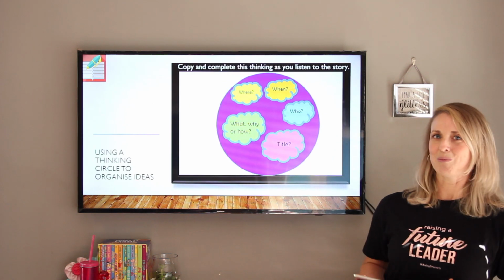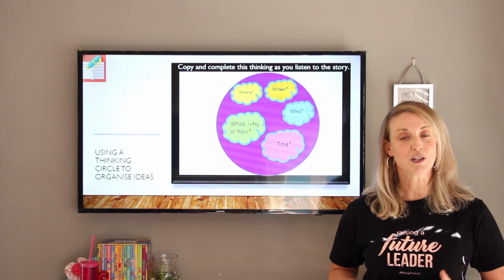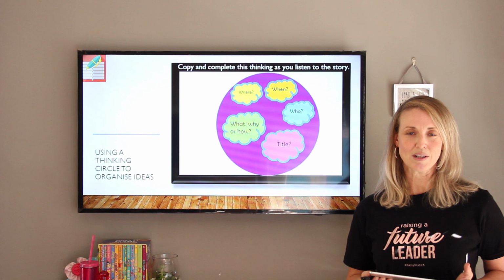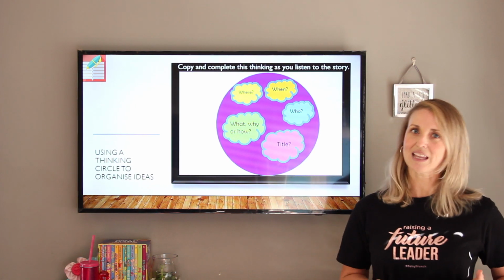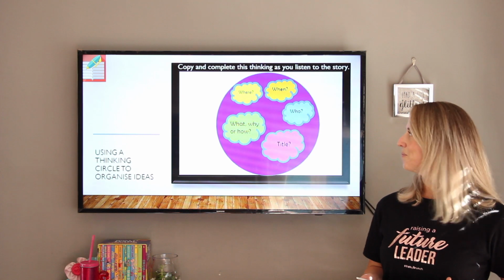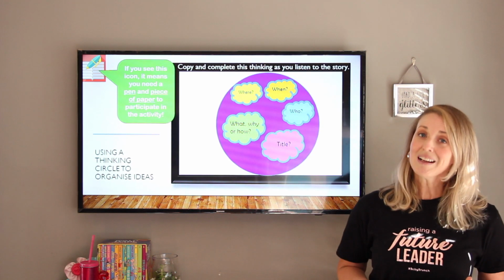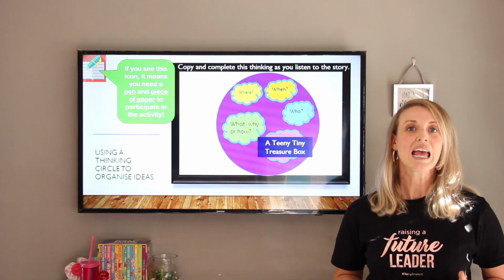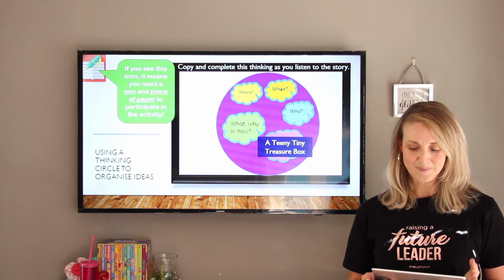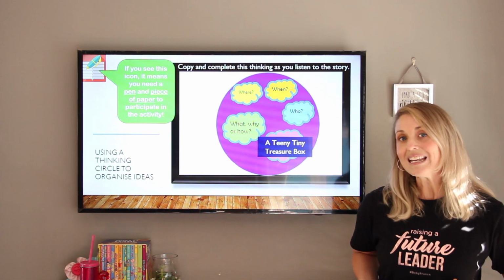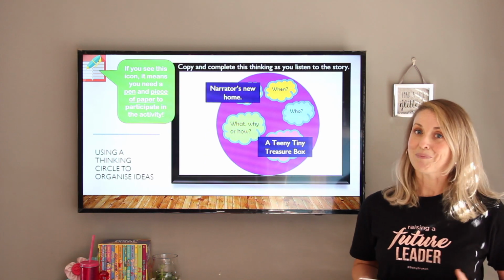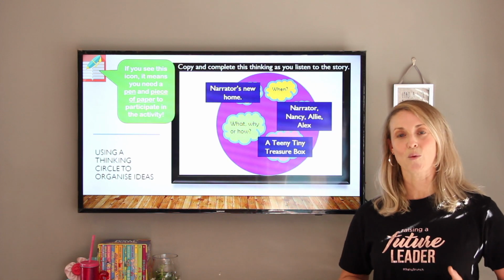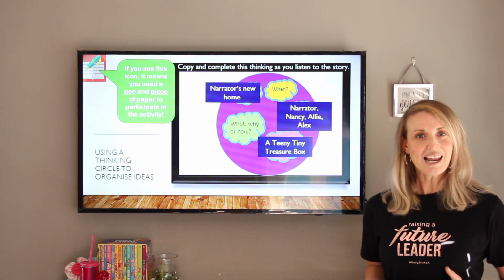So how well did you do, boys and girls? Were you able to follow during that narrative reading and find where this happened, when this happened, who were the characters in this narrative essay? Let's see. Remember, you're allowed to participate and write with me. The title of this story was A Teeny Tiny Treasure Box. We also know where it took place. It was at the narrator's home. And we know that some of the characters were Nancy, Allie, and Alex.